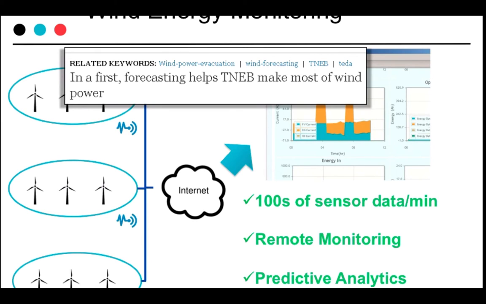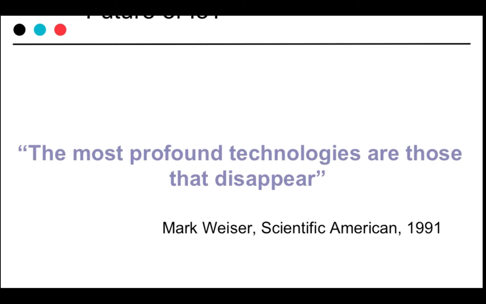And by the way, TNEB probably does not recognize IoT as a term at all. They don't know that. In many cases, this is what's happening. We are looking at a transformation in our industrial implementation without even knowing that IoT is taking over today. All right? So what is it going to be in another 10 or 15 years?